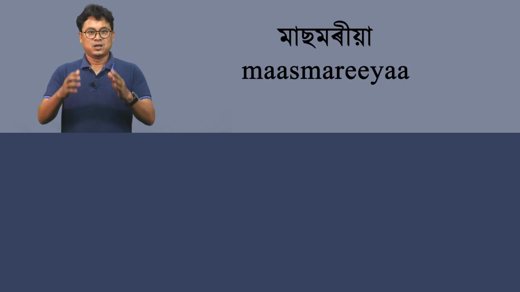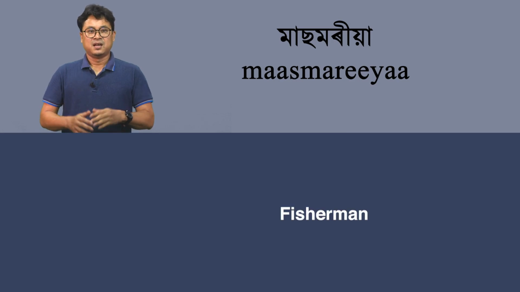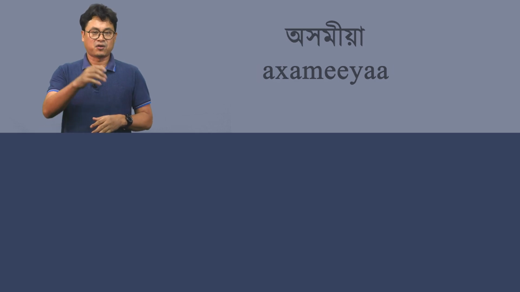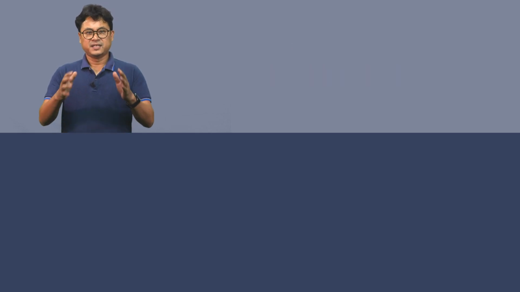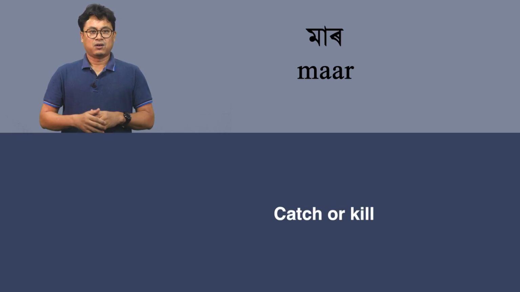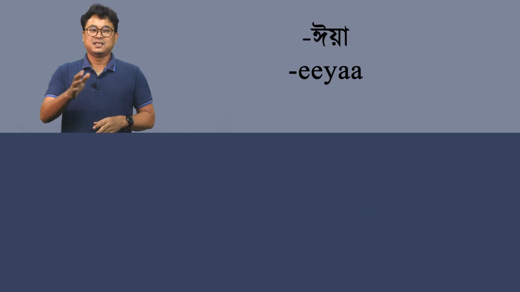We also find it in occupational or behavioral context. For example, Mas Moria, which means fisherman. Mas Moria is morphologically a more complex word than Okhomia and Paharia. It consists of mas, meaning fish, and mar, which means catch or kill, and the suffix ia. This is not simple suffixation but a combination of a compound, that is masmar, and the derivational suffix ia.